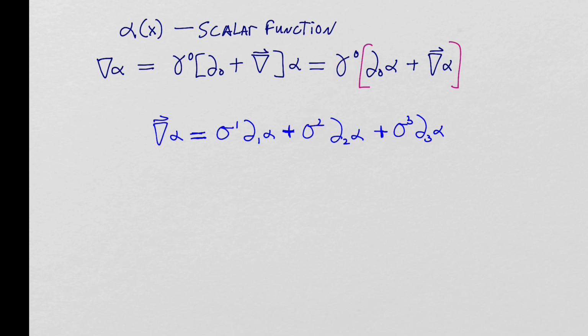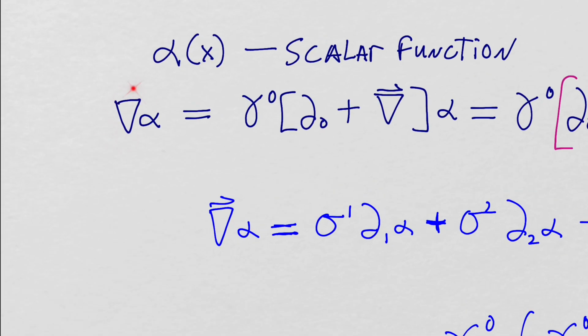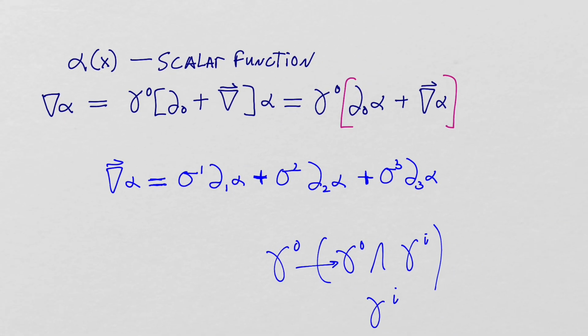But each of these terms has a gamma 0 leading in the bivector, right? So we have gamma 0 geometric product with something that looks like gamma 0 wedge gamma I, right? So this geometric product is going to ultimately just kill the gamma 0, and you're going to be left with a gamma I. So what we have is an object that has the algebraic properties of a vector, which is our geometric derivative, multiplied by a scalar, which should be a vector. And that's exactly what we get.